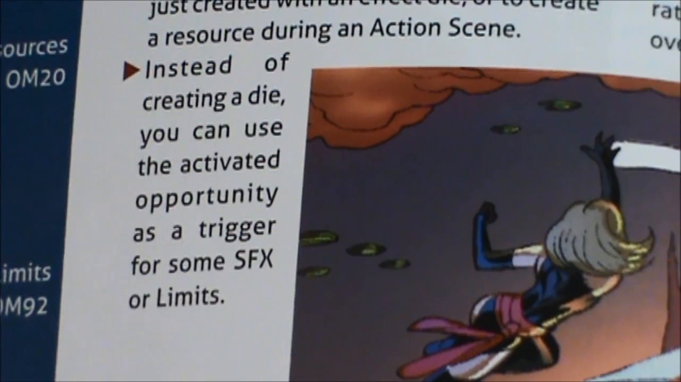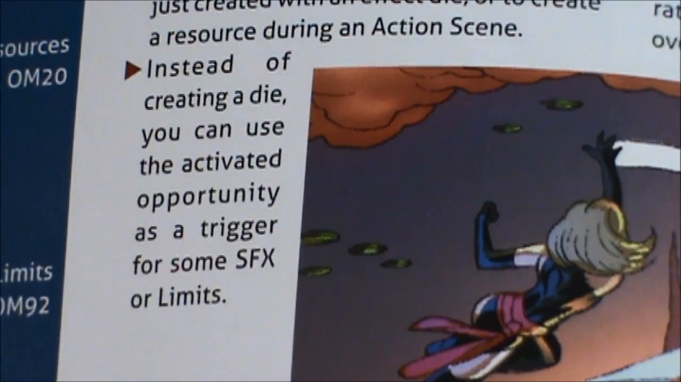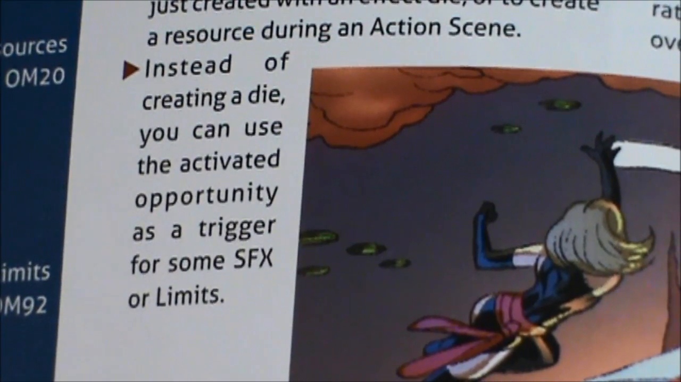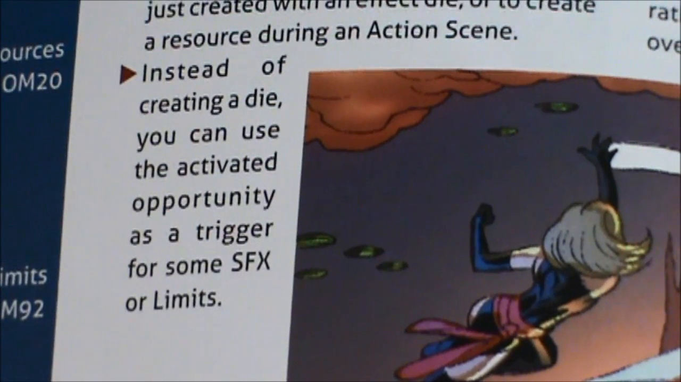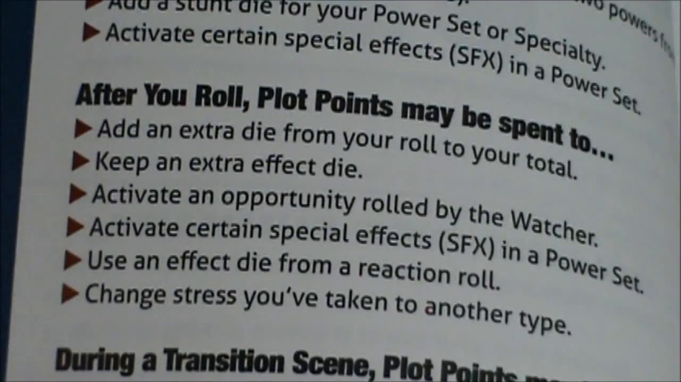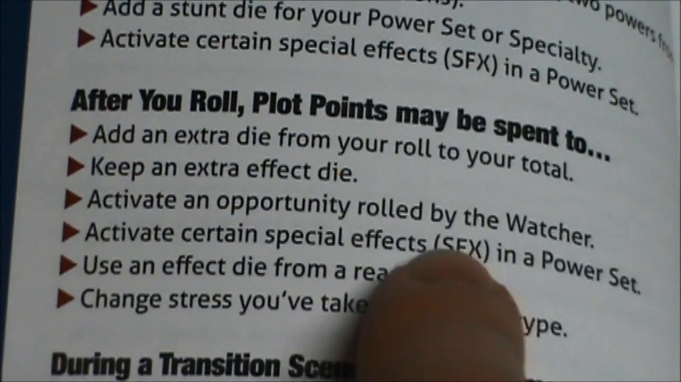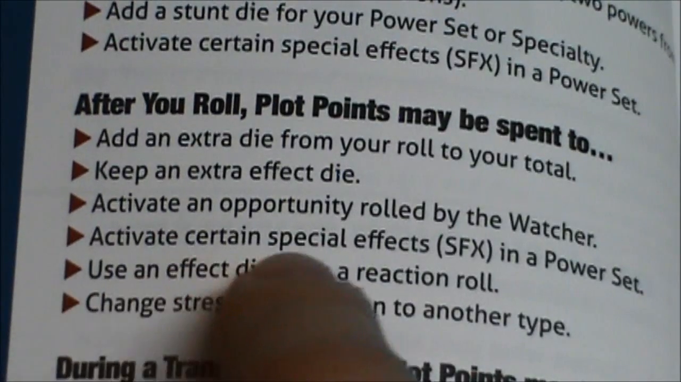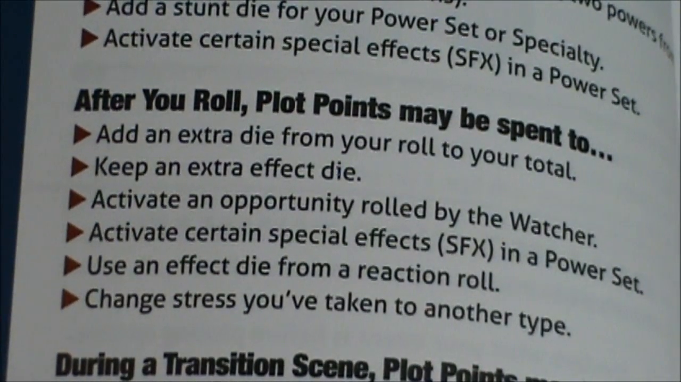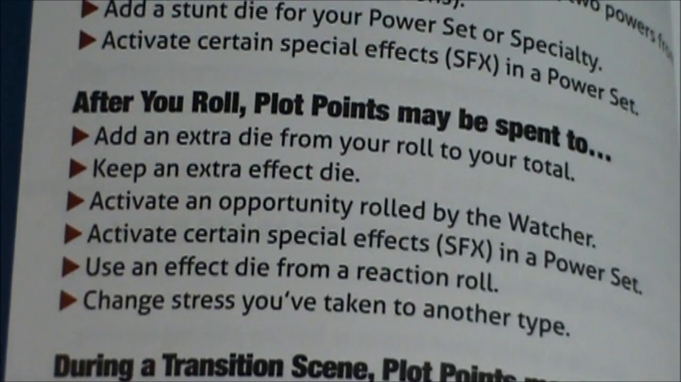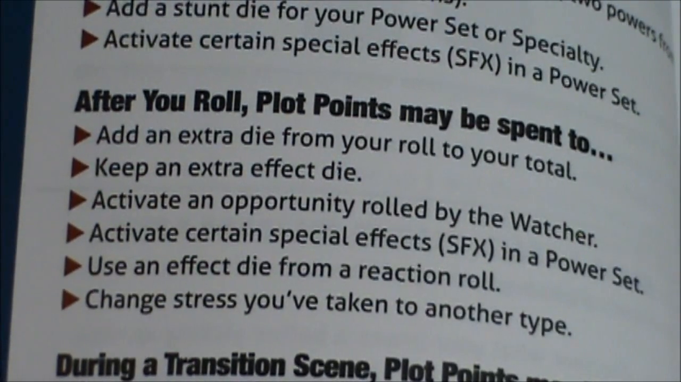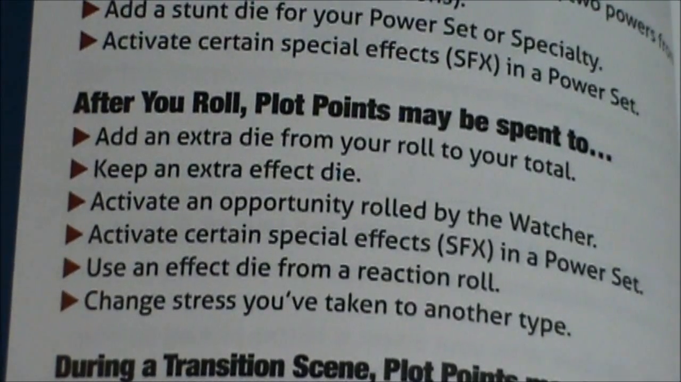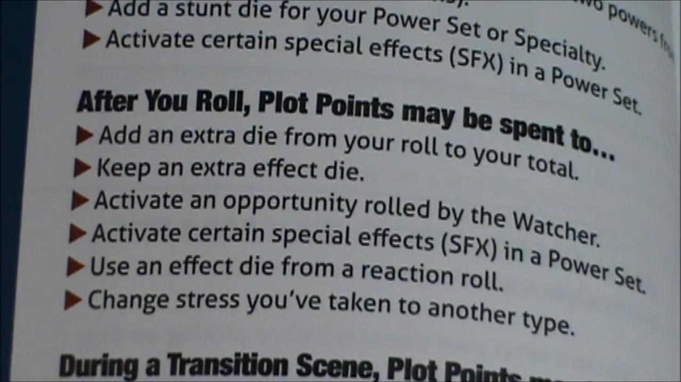Instead of creating a die, you can use the activated opportunity as a trigger for some SFX or limits. And usually that's explained on the character sheet. We've already spent some time talking about SFX, so remember those are usually on the data file and will be explained, and it will tell you, spend a plot point to do this. So I don't think we really need to spend a lot more time on that one. Some SFX you'll need to spend that plot point before you roll, and some can be activated after you roll.